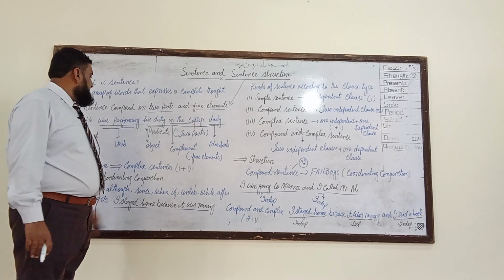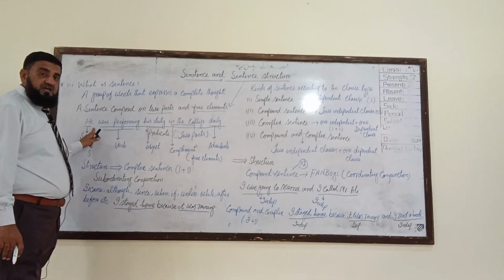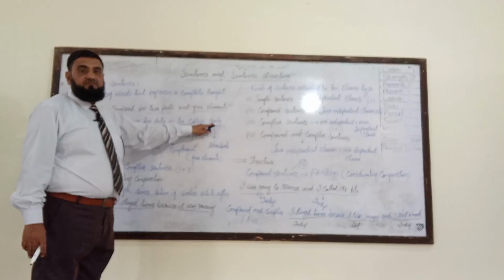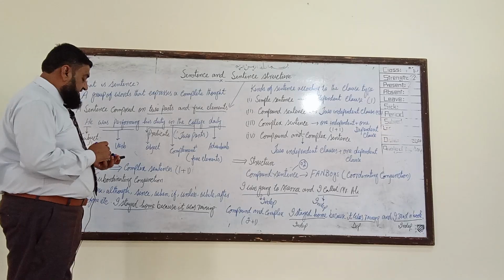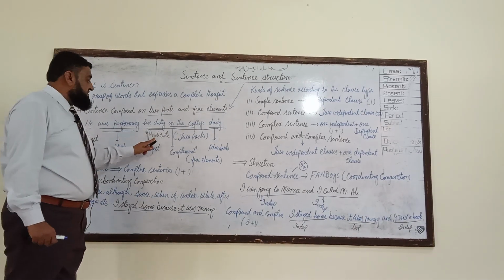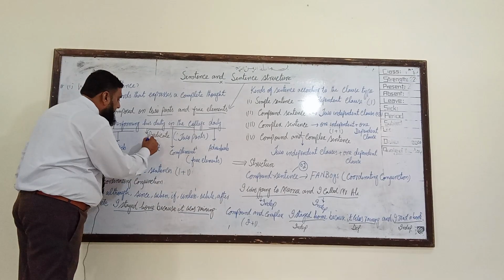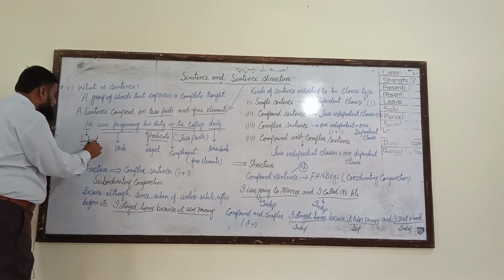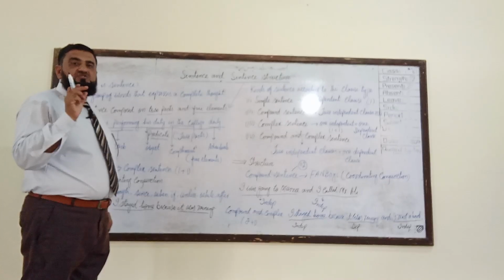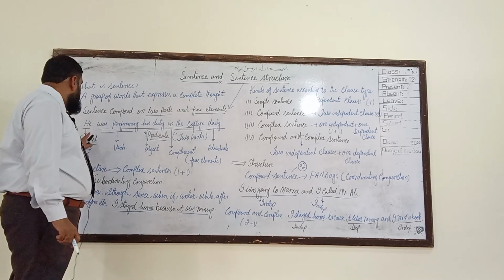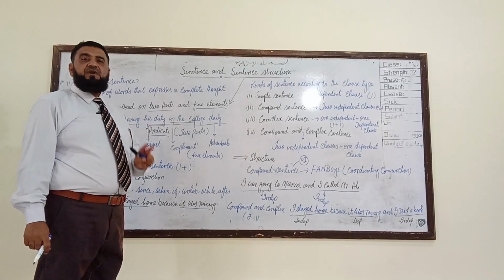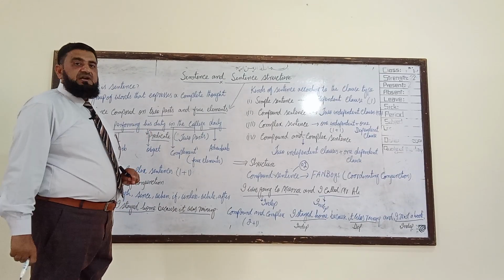Let us explain. First of all, for example, we have a sentence: He was performing his duty in the college daily. Basically, this sentence contains 2 parts. One is subject, another is predicate. So predicate and subject are the 2 parts of a sentence. Every sentence is composed of 2 parts. One we call subject, another we call predicate. So subject and predicate are the 2 parts of a sentence.